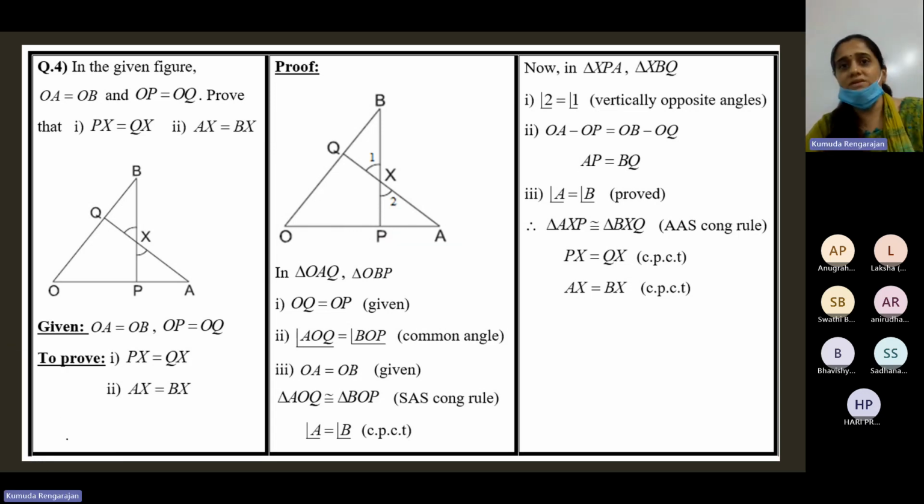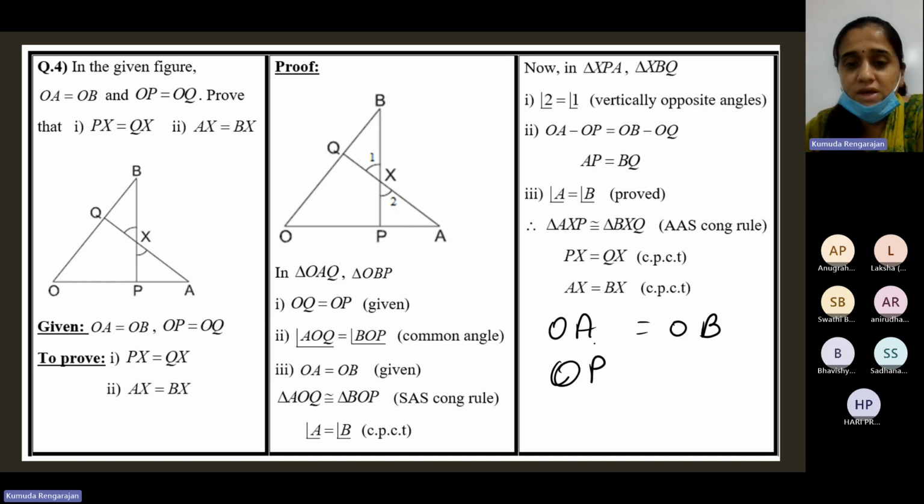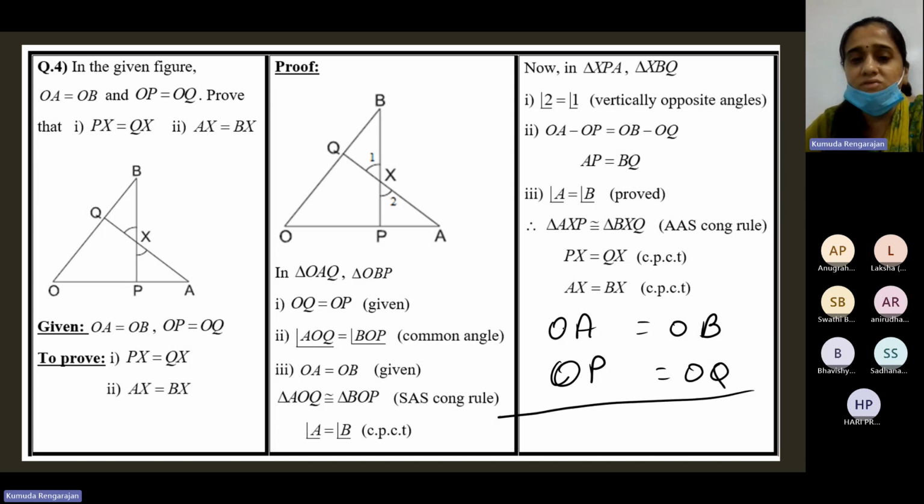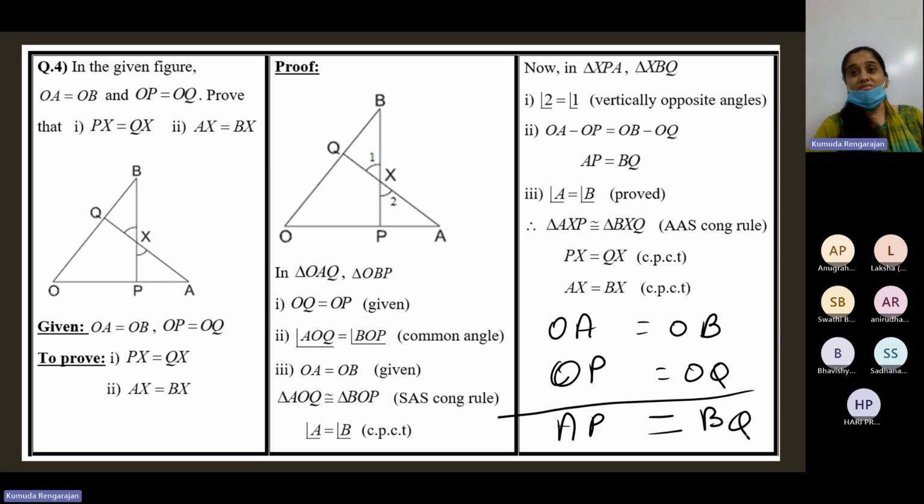So to present it, you can write like this. OA is equal to OB. Then you should write OP because in OA we have OP, right? So OP is equal to OQ. Now you can subtract these two. What is OA minus OP? OA minus OP is AP, which is equal to OB minus OQ, which is BQ. Like this, you can get the new result.